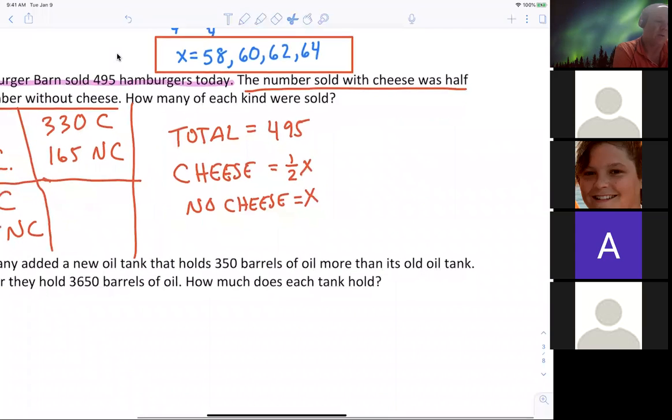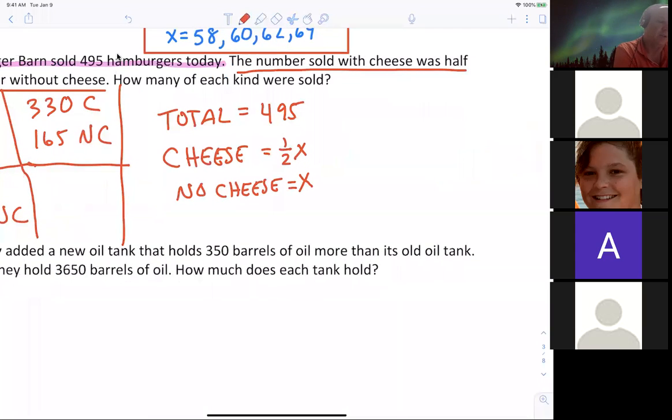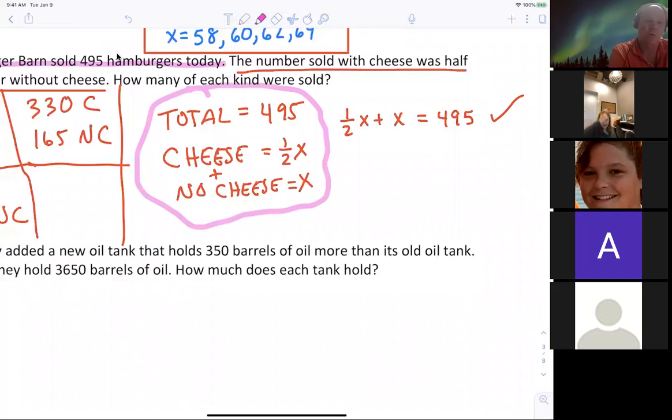Now, total means that we add the cheese and the no cheese together. So I do 1/2 x plus x equals 495. Now, if you did that, then you are in really good shape. If you kind of guessed and checked your way and got the answer, that's okay, but not the best. Notice I'm trying to show you, I wrote information down. You're not going to be able to just look at this anymore and tell me what the answer is.